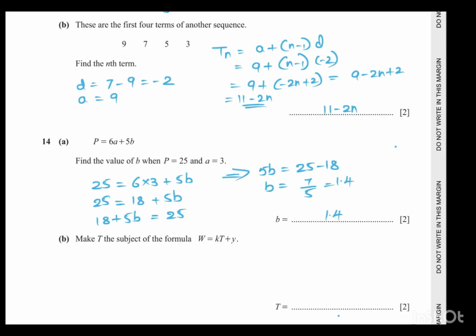Question B now. Make T the subject of the formula W is equal to KT plus Y. So here write the equation first. Flip the equation.